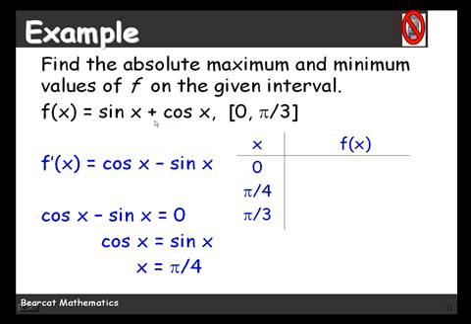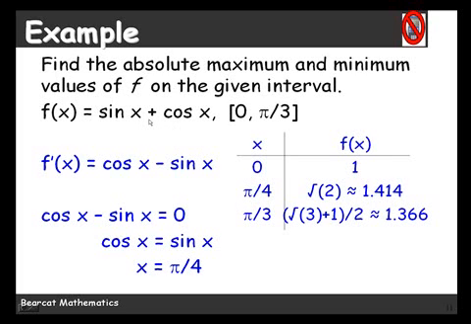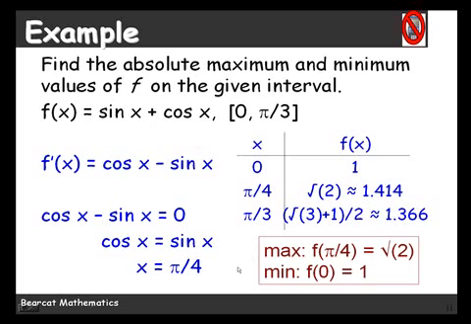If we take 0 and plug it into the original function, we find that the value there is 1. We plug pi over 4 into f of x, we find root 2. If we plug pi over 3 into the function f of x, we find root 3 plus 1, all divided by 2. We're looking for the highest and lowest values here. The highest value is root 2 and the lowest value is 1. So we would say that our maximum value is at pi over 4 and that it is root 2. We would say our minimum value is at 0 and it is 1.